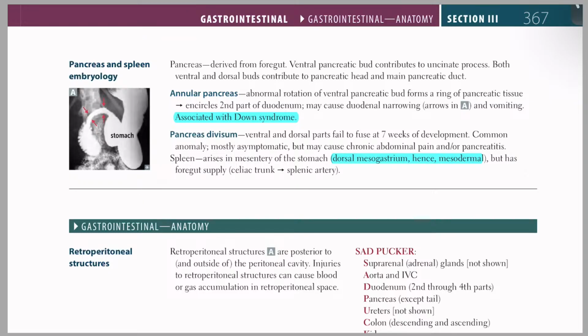Pancreas divisum. Ventral and dorsal parts fail to fuse at 7 weeks of development. Common anomaly, mostly asymptomatic, but may cause chronic abdominal pain and or pancreatitis. Spleen arises in mesentery of stomach, dorsal mesogastrium, hence mesodermal, but has foregut supply: celiac trunk, splenic artery. That is annular pancreas and pancreas divisum.